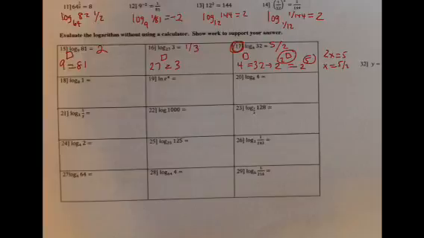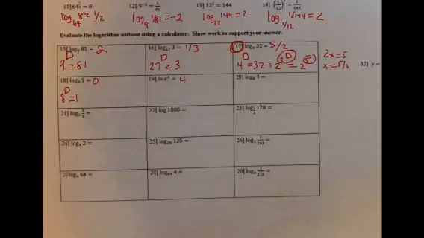Number 18 is 8 to what power gives you 1? Well, that has to be 0. Number 19, the base is e. So e to what power gives you e to the 4th? And that would be 4.